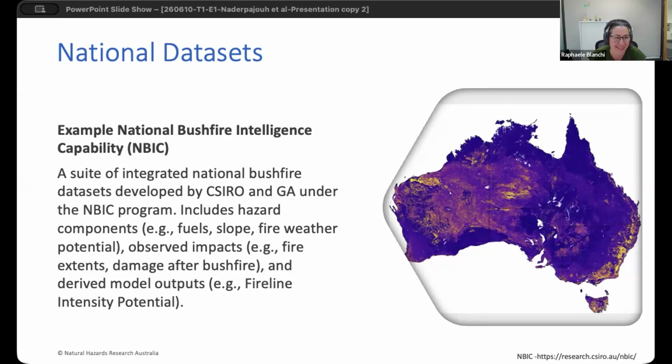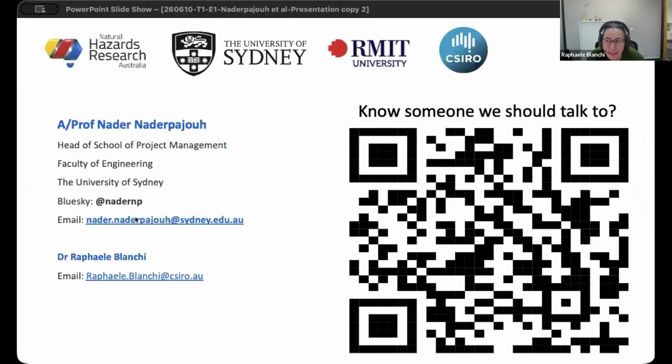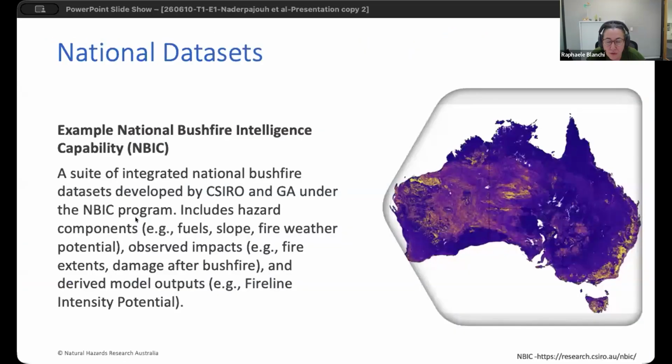And thanks for doing a great job, Nader, of presenting all the information as well. Just jumping in on one of the examples of the national data sets that we look at, the National Bushfire Intelligence Capability. That's really looking at medium to long-term type of data in comparison to more real-time data sets that we look at in some of the international settings and others, like the AFDRS, for example.